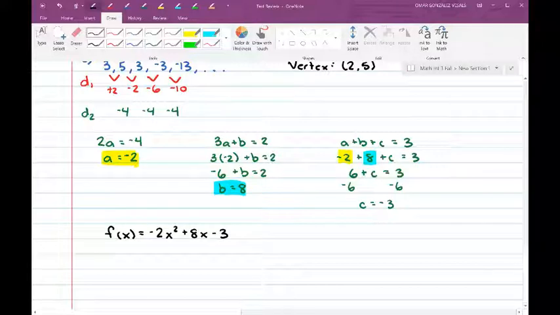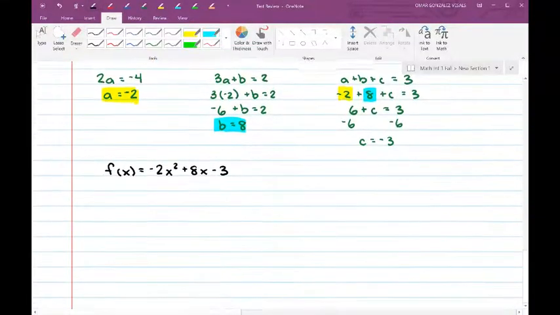Any questions on how we got that? We're good? Don't look so down, guys. You guys got to retake. There were small mistakes that you guys made. You're good.